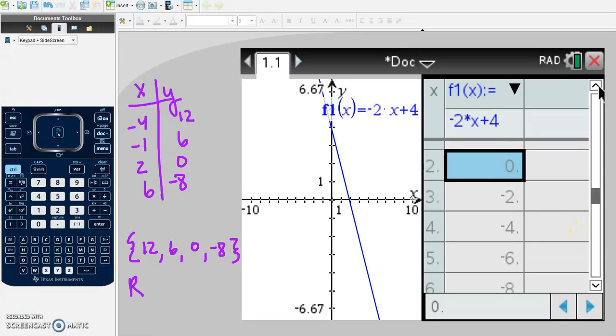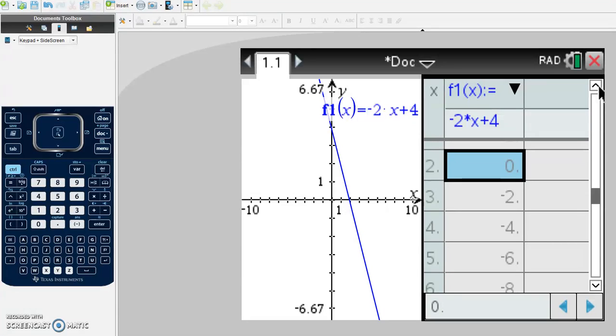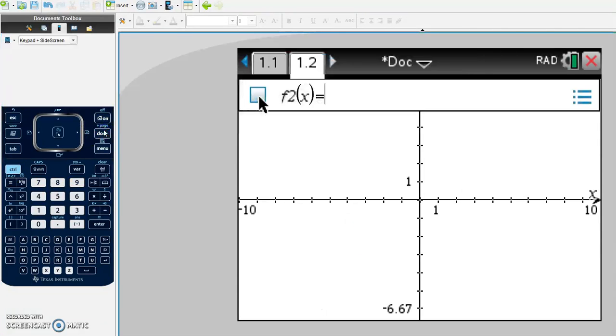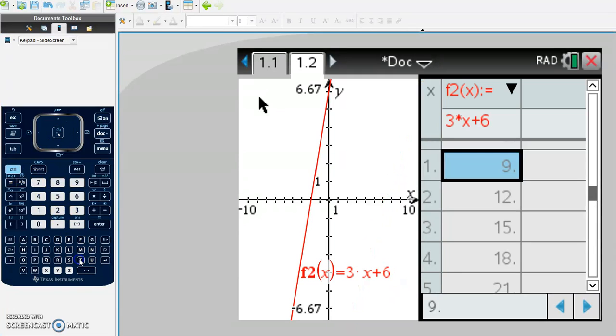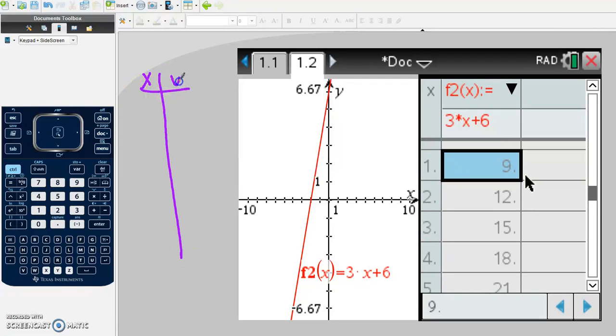Okay, let's see if we can go on and do number 39. So I'm going to, again, add a new page. I want to add a graph. My graph this time is 3x plus 6. Enter. Again, I just want to get to the table. Control T. Now remember, this time they've given me the range values, and I'm looking for the domain values. So let me write that down. The range values are -9, +6, +12, and +81.